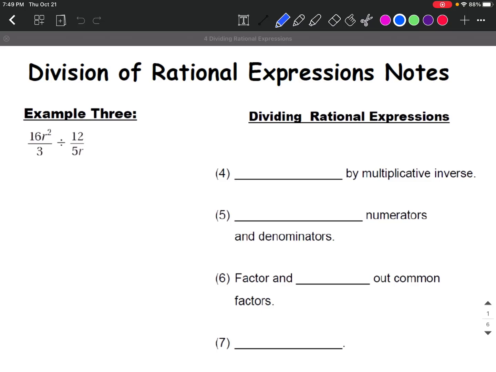Hi guys. Okay, today we're going to talk about division of rational expressions. So here we have an example, 16r squared over 3 divided by 12 over 5r.